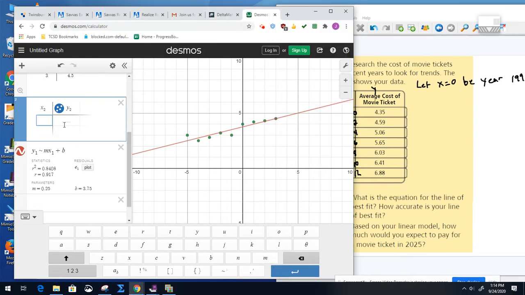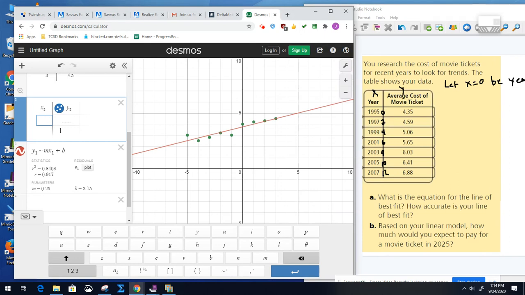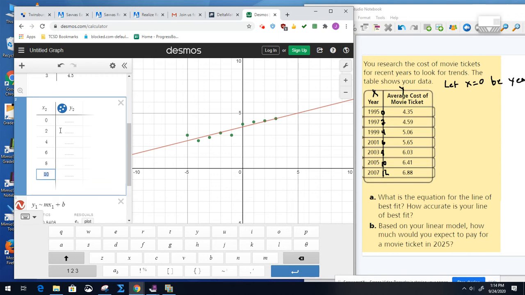Again, I let 1995 be 0. So that's the year that it started. So 0, and then 2, and then 4, and then 6, and then 8. These are the number of years after 1995, and 12. And then I'm going to fill in my Y values, $4.35, $4.59. In 1999, it was $5.06.